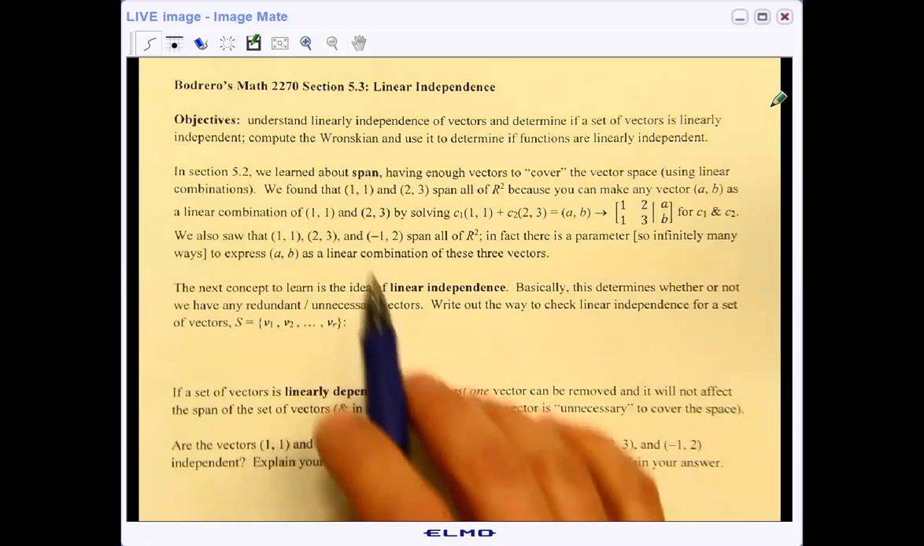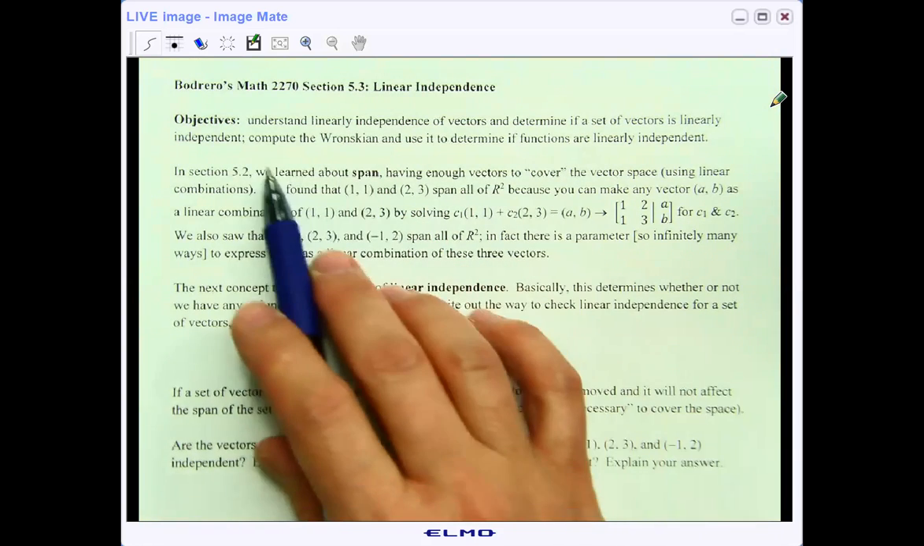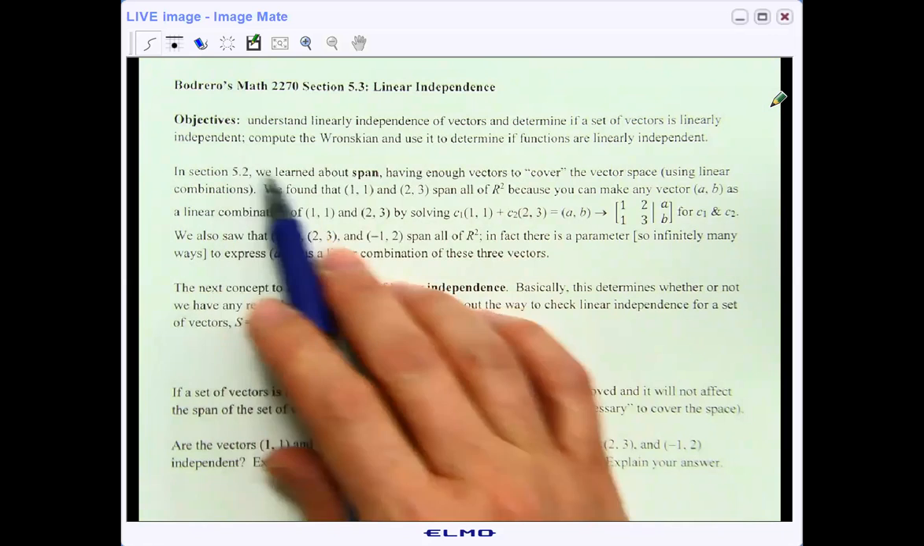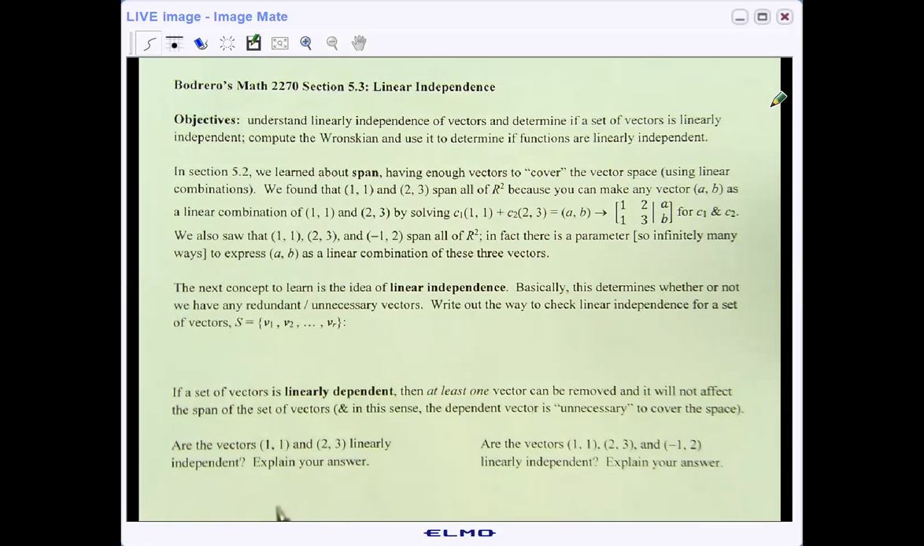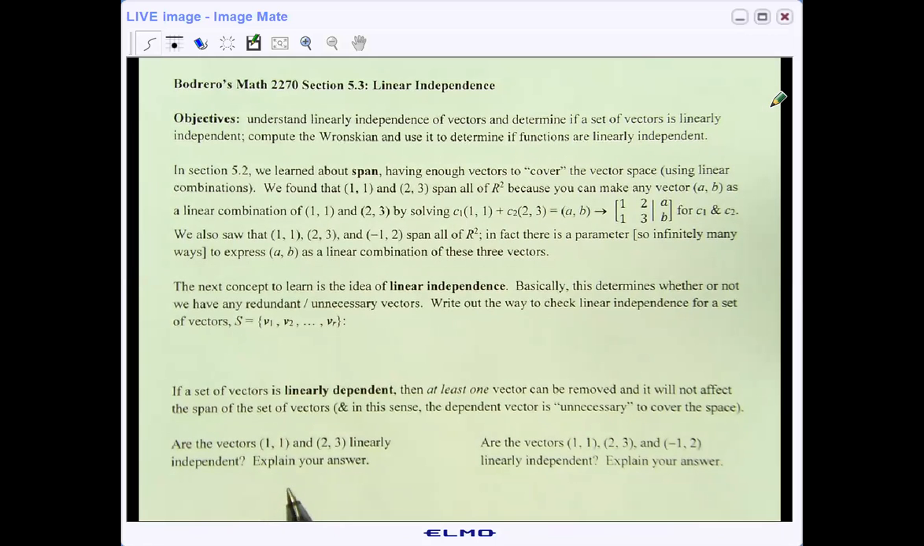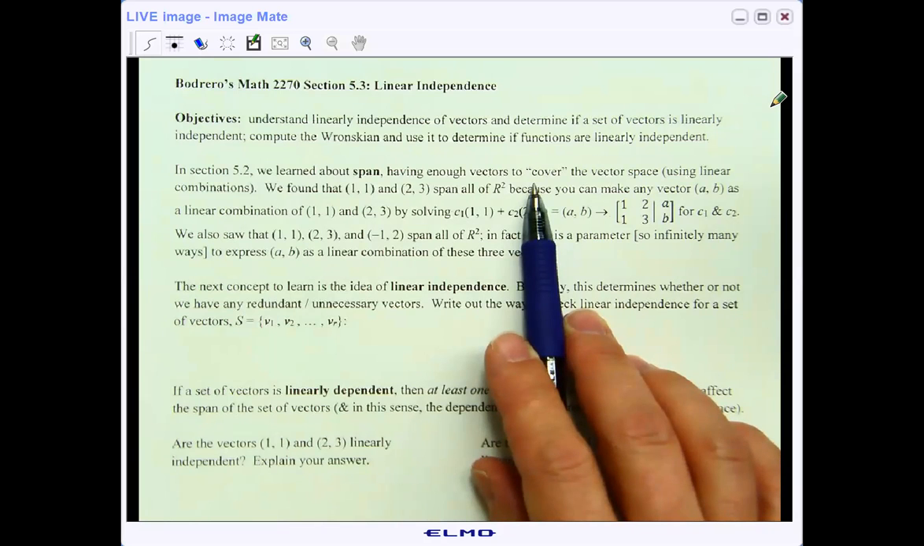So our objective is to understand linear independence of vectors and then determine if a set of vectors is linearly independent. Another thing we'll do is compute the Wronskian and use it to determine if functions are linearly independent. Back in section 5.2, we learned about span, which is about whether we have enough vectors to cover the space using linear combinations.